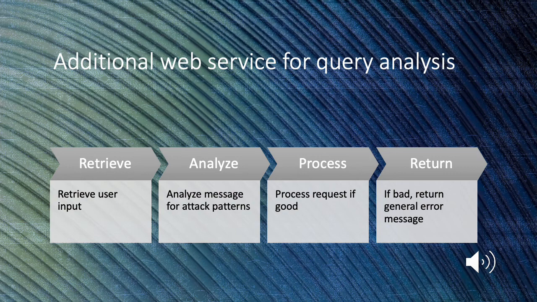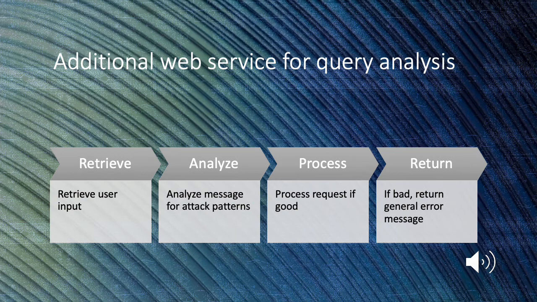Researchers proposed 3 different web services for input validation. The first service retrieves the user input from a form and passes it to another service to be filtered for vulnerabilities. If the results match attack patterns, the request is denied. Otherwise, the request is passed on to a third service.